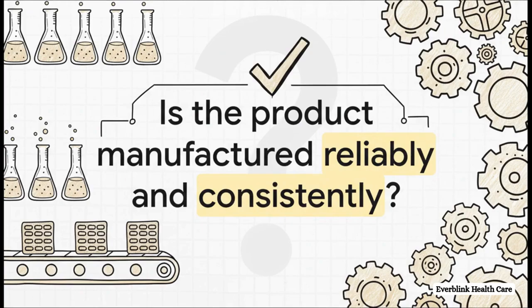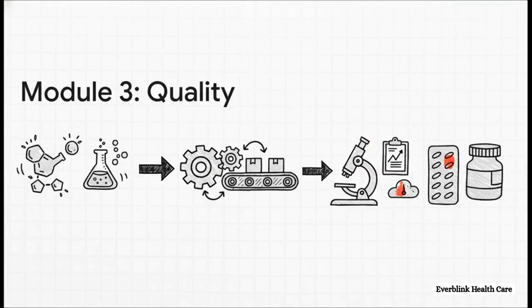I mean, before we can even talk about whether a drug works, we have to know, can you actually make it? And more importantly, can you make it the exact same way with the exact same results every single time? And that is where Module 3 comes in. It's all about quality, and it covers what the industry calls CMC. That's chemistry, manufacturing, and controls.